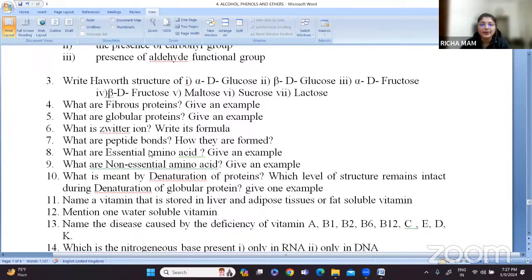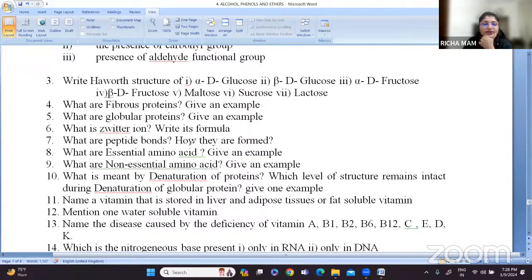Next is, what are peptide bonds and how are they formed? Yes, students. Peptide bonds means what? The bond which is formed by condensation of amino acids. Please note it down. A bond which is formed by condensation of amino acids with the elimination of a water molecule.